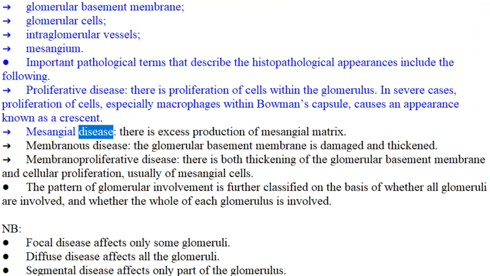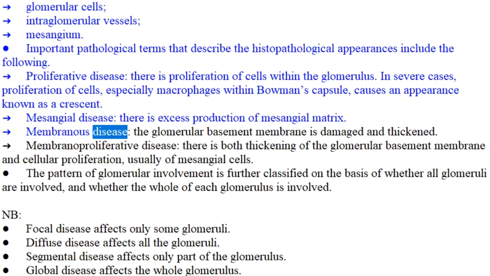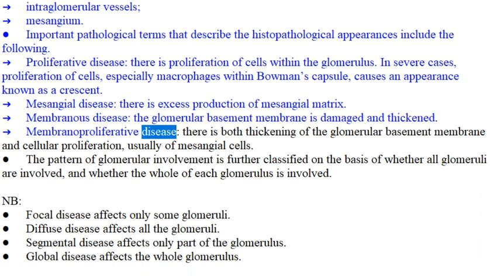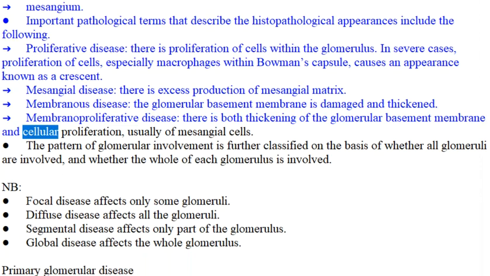Mesangial disease, there is excess production of mesangial matrix. Membranous disease, the glomerular basement membrane is damaged and thickened. Membranoproliferative disease, there is both thickening of the glomerular basement membrane and cellular proliferation, usually of mesangial cells.